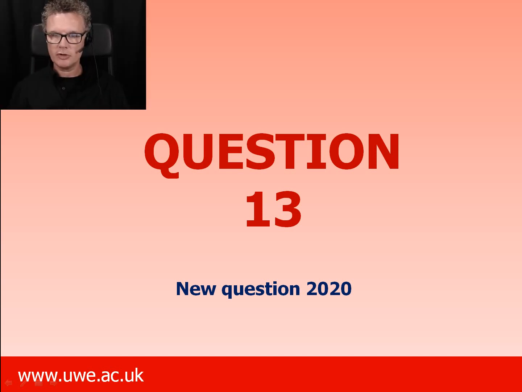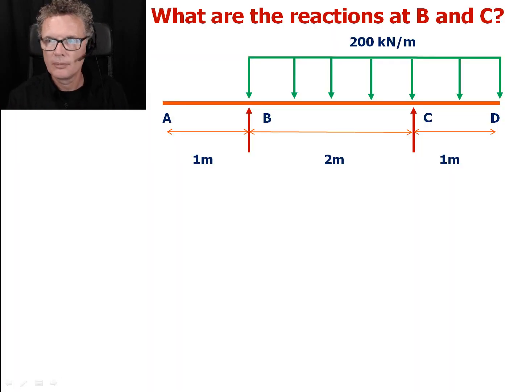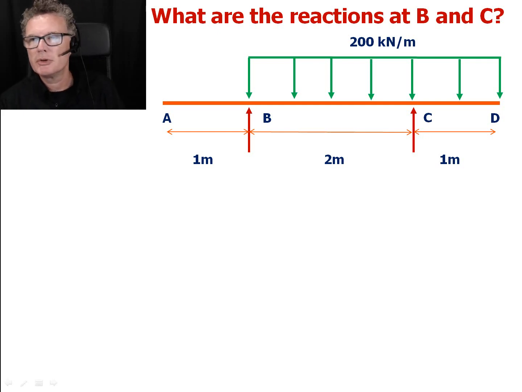Okay, question 13. What are the reactions at B and C? We've got a single UDL, kind of a bit of a table thing, just a little bit hanging off. So, what are the reactions? How do I solve for the UDL?